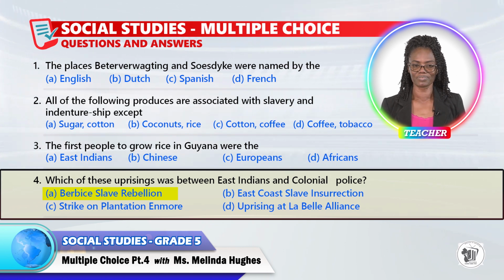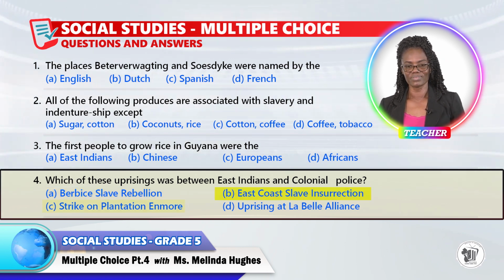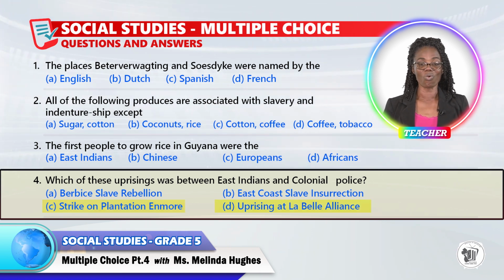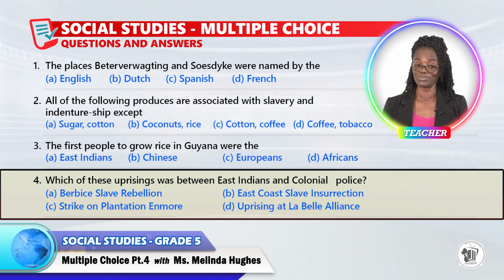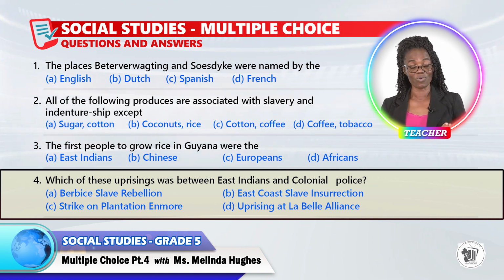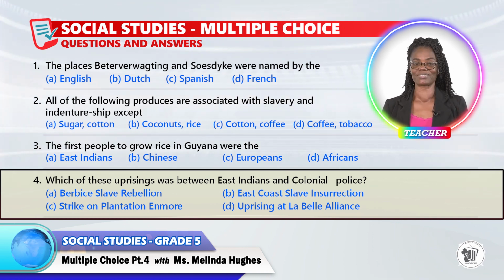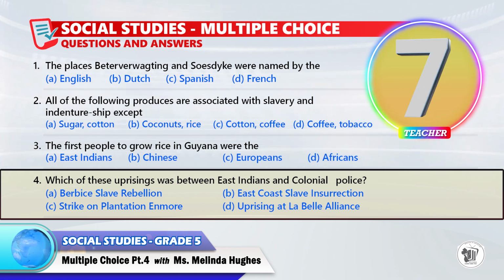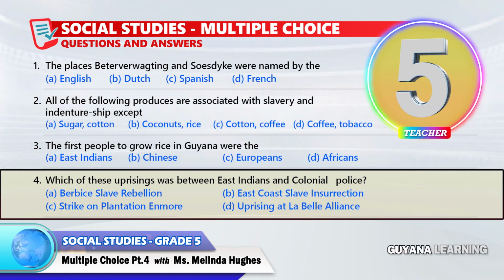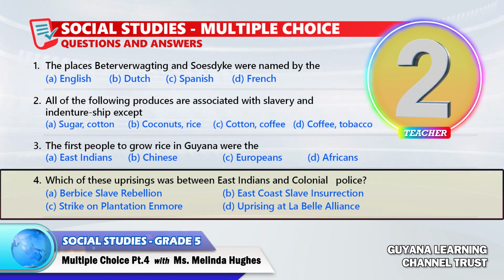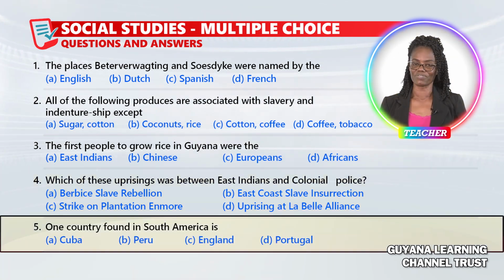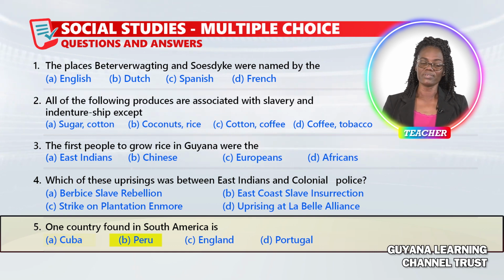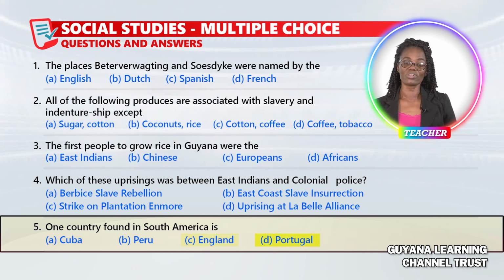A, B, C, or D. Write the letter that you think has the answer that is for question 4. Question 5. One country found in South America is A, B, C, or D.